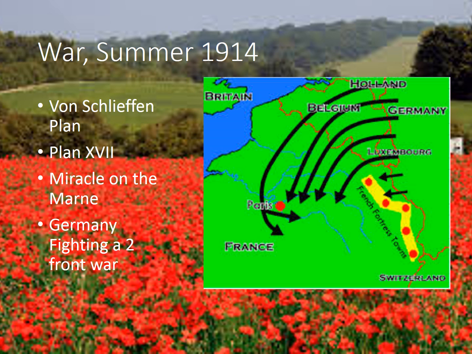Now, the von Schlieffen Plan fails, and because of that now, Germany has to send troops to the Eastern Front to fight off the Russians. So Germany now is doing what it did not want to do, and that's fight a two-front war.